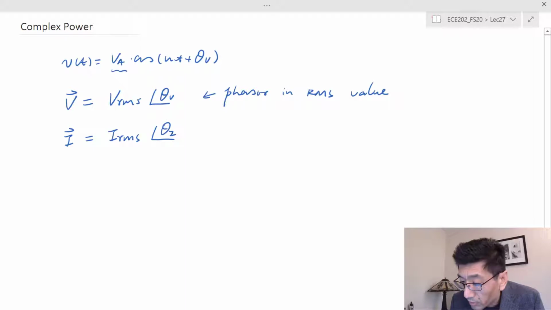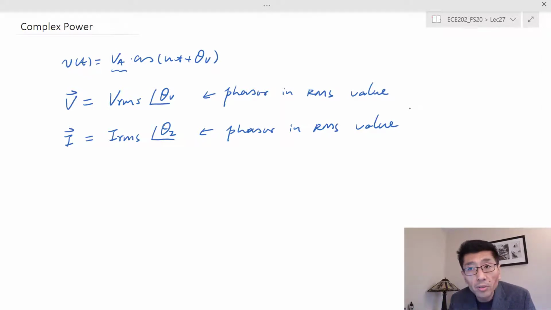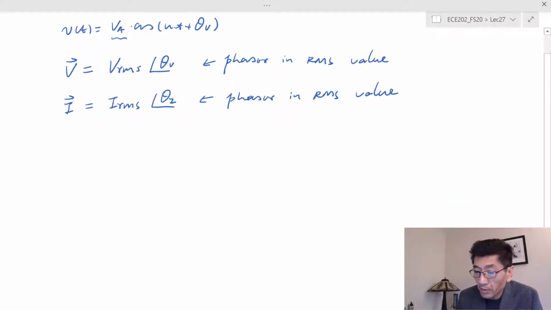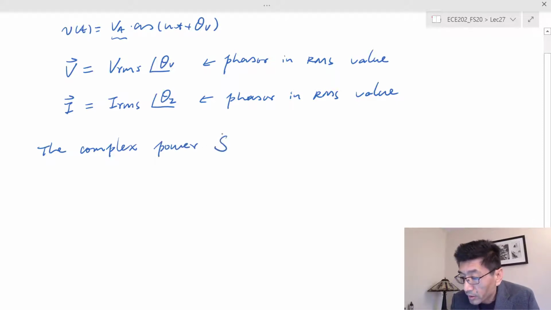The current phase angle is theta sub I, and so this is also a phasor in RMS value. So either we use a subscript or we use RMS in the unit to indicate this quantity is in RMS value, not in the peak value as we used to. Let's take the complex power. We use capital S to denote the complex power, and that's going to be equal to V times I conjugate.